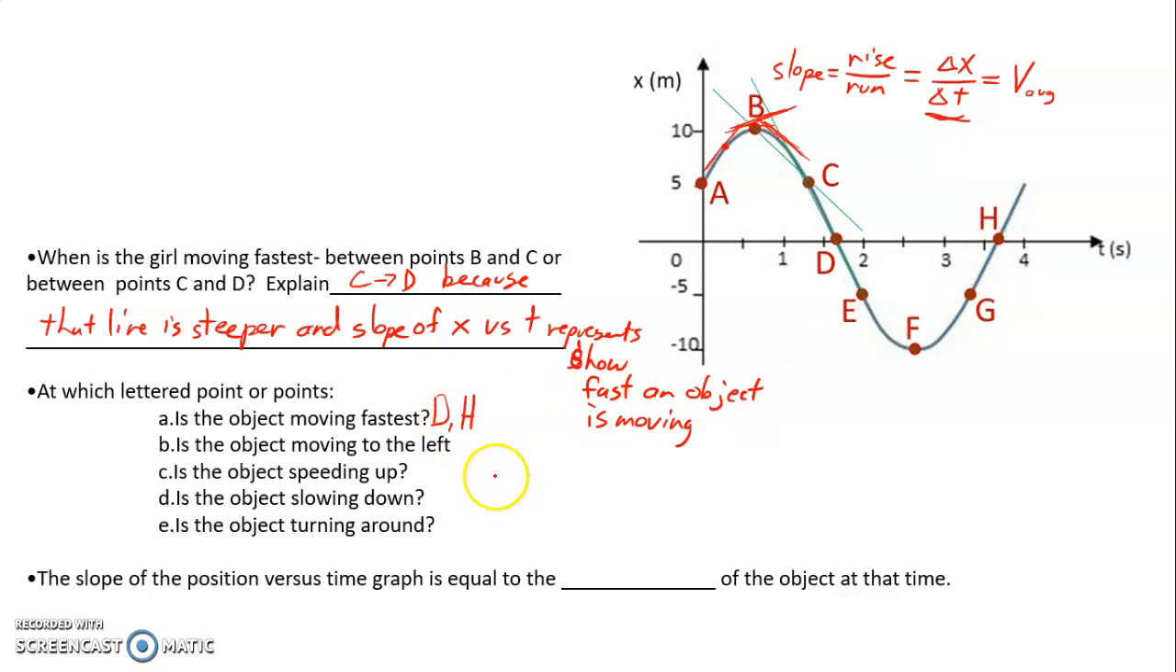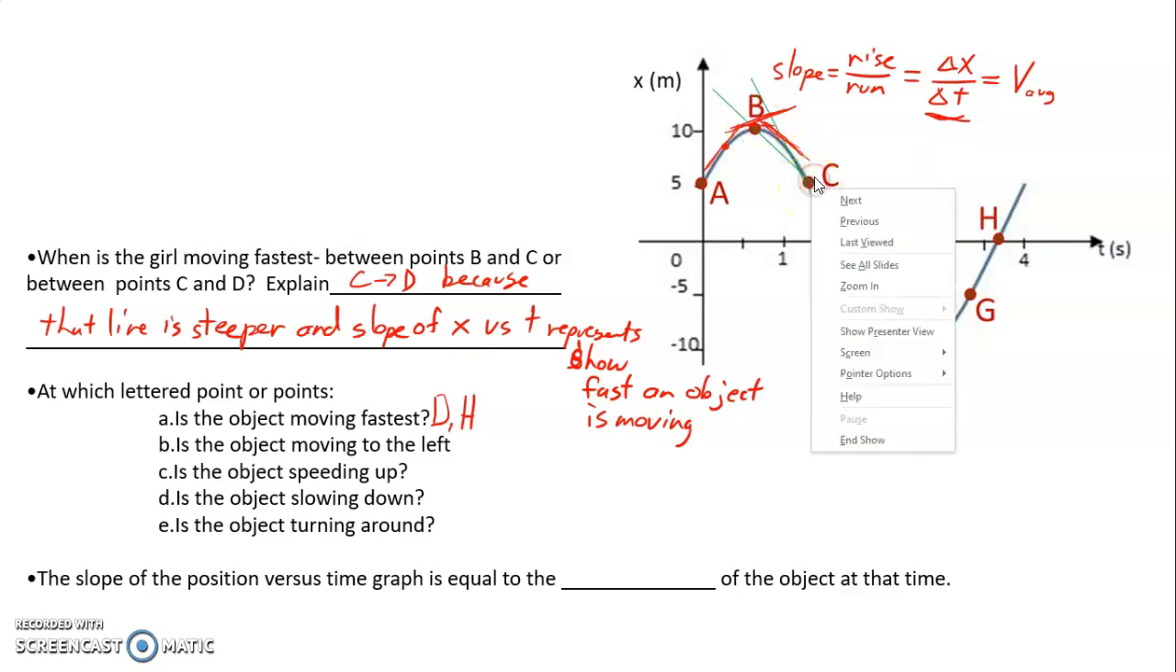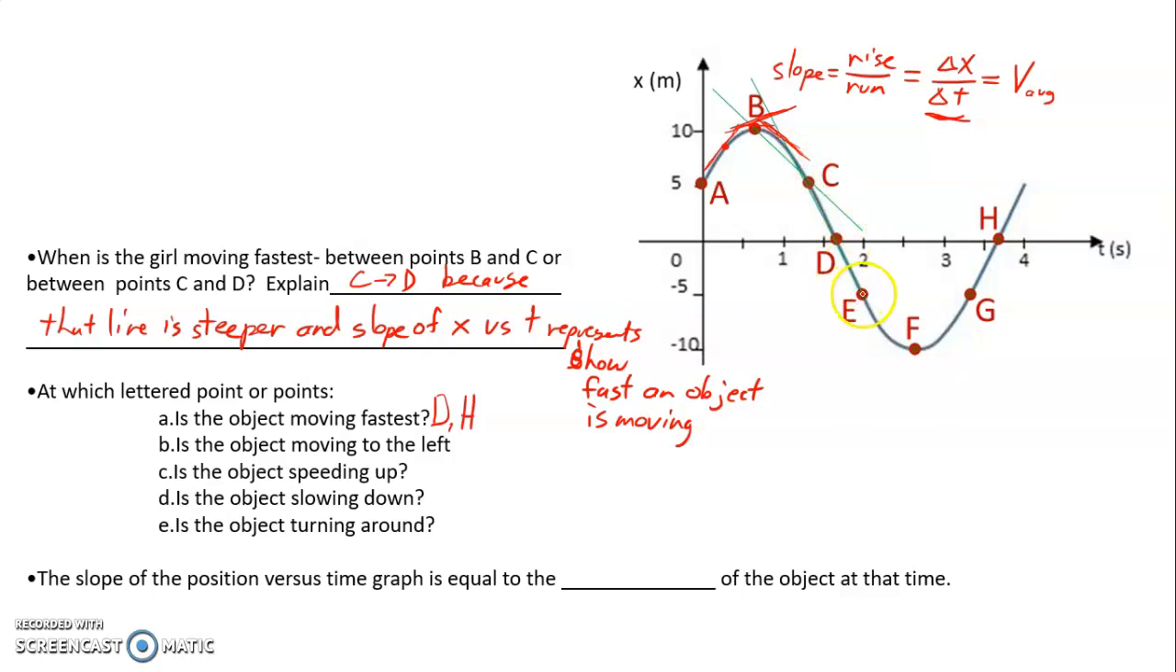When is the object moving to the left? Well, let's see. From 5 to 10, she was moving to the right. But from here to here, she was moving to the left. And then from C to D, she was moving to the left, and D to E. But we're supposed to do it just for specific lettered points. So C, D, and E, at all of those points, she's moving to the left. And for all of those, we know that she has a negative velocity. If we were to draw a tangent line right here, it has a negative slope. Tangent line there, negative slope. Tangent line there, also a negative slope.